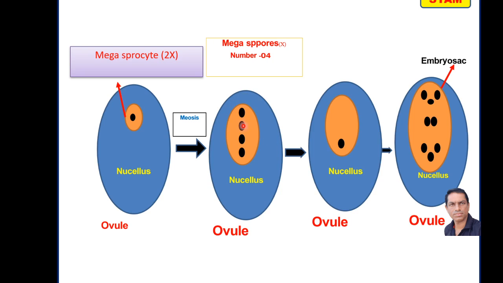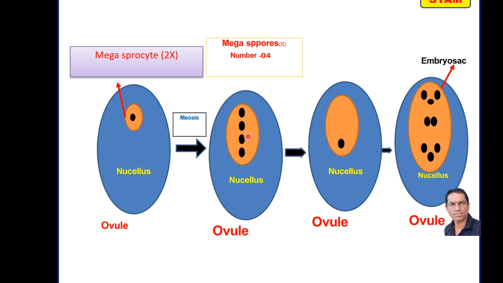Out of 4 megaspores, 2 degenerate and 2 are functional. If 2 megaspores form the embryo sac, it is called a bisporic embryo sac. If all 4 megaspores are functional and none degenerates, and these 4 megaspores form the embryo sac, it is called tetrasporic.